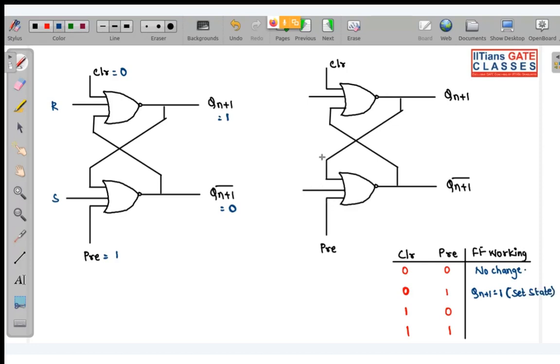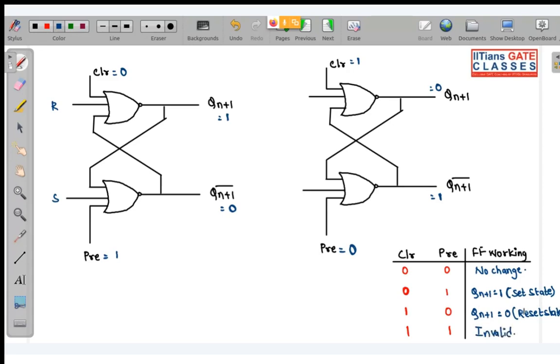Now assume clear input is equal to 1 and pre input is equal to 0. What I said, clear input 1, pre is 0. So what will happen? If clear input is 1, immediately output over here will be 0. And if this is 0, this will go to 1. So you can see Qn plus 1 is equal to 0. So this is reset state. Reset state. Okay. And last is when both of them are 1 1. So that is invalid state.